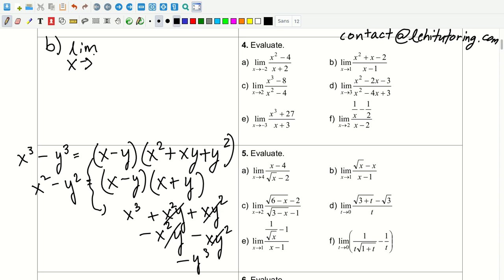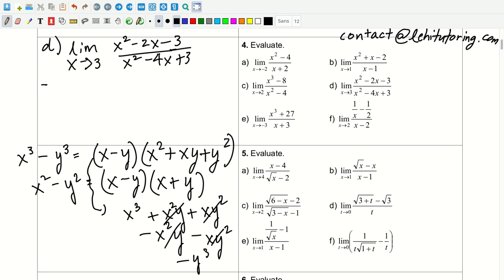That's perfect. So next question is D. So we did C, now it's D. So it's limit as x approaches 3 of x squared minus 2x minus 3 over x squared minus 4x plus 3.